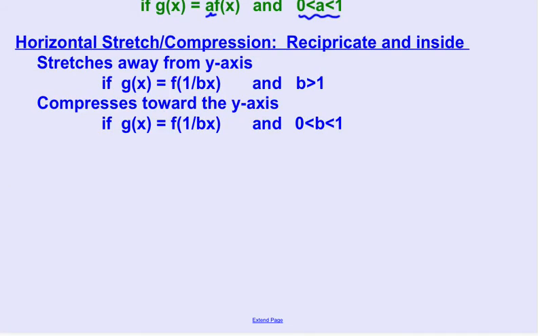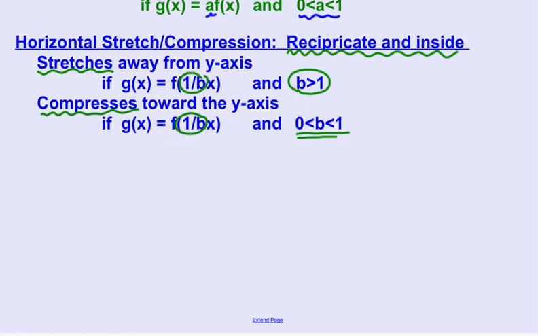All right, last piece here. These are our horizontal compressions and stretches. You always have to think reciprocate and inside. So if you want to stretch away from the y-axis, it's going to be 1 over b. So b has to be greater than 1. If you have a compression horizontally, it's 1 over b, and the b is going to be that fraction again.